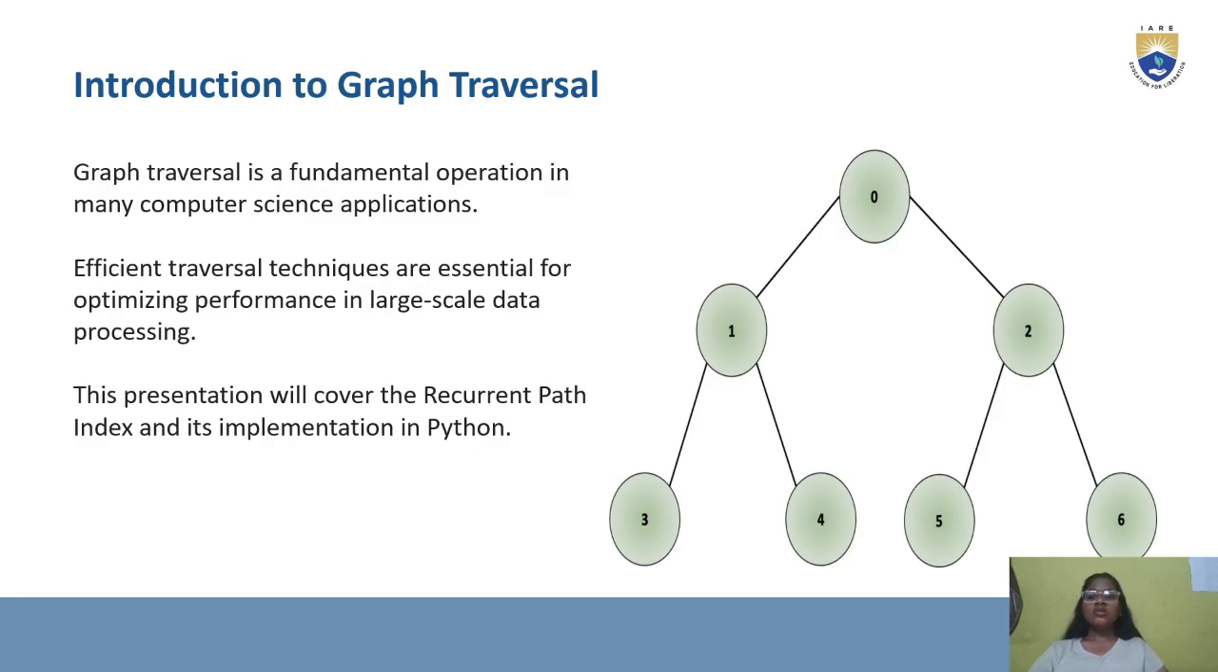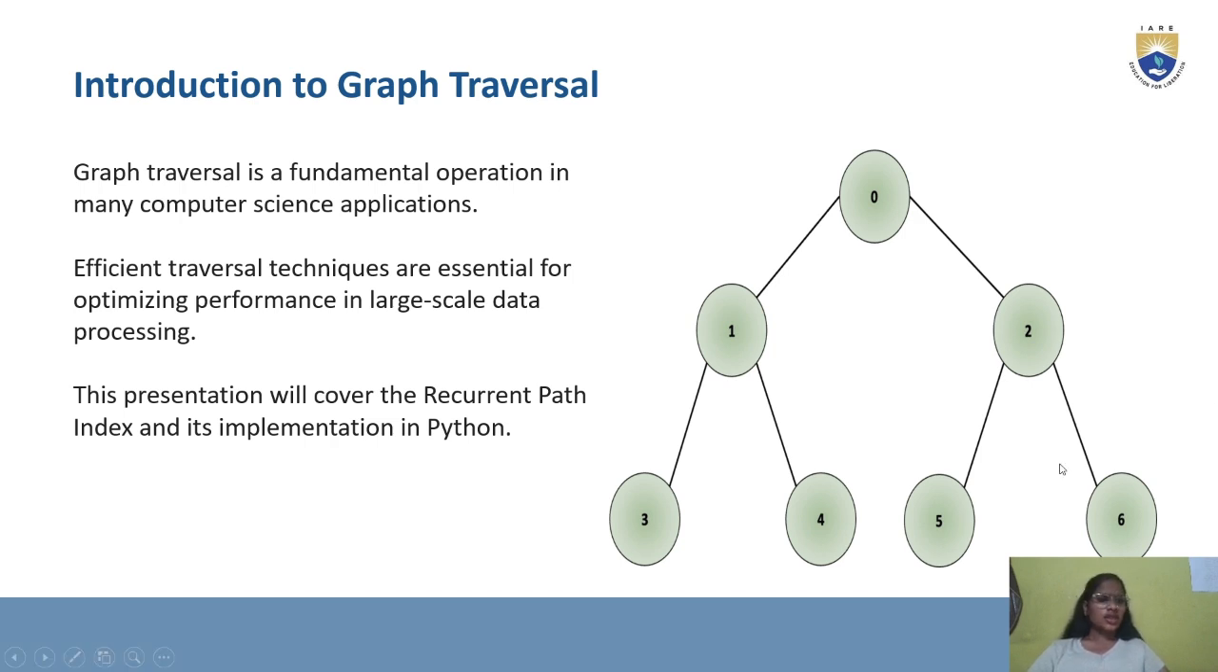Now, as we all know, introduction to graph traversal. Graph traversal is a fundamental operation in many computer science applications. Efficient traversal techniques are essential for optimizing performance in large scale data processing. This presentation will cover the recurrent path index and its implementation in Python.